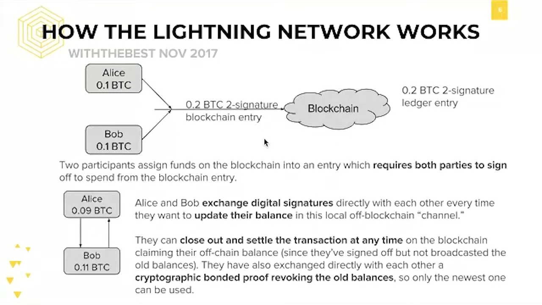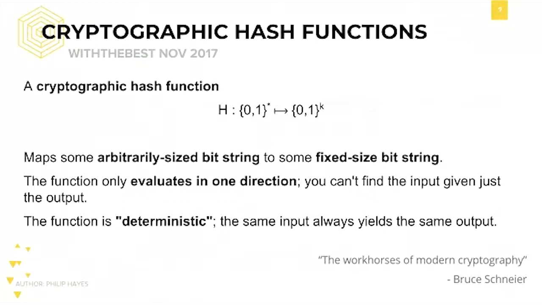So a quick review of cryptographic hash functions before we go into the next part. Basically, it's a function that maps any arbitrarily sized data input to a fixed size output. And given the output, it must be very hard to find the input that evaluates to the output. So let's look at how this works in a Lightning setting.